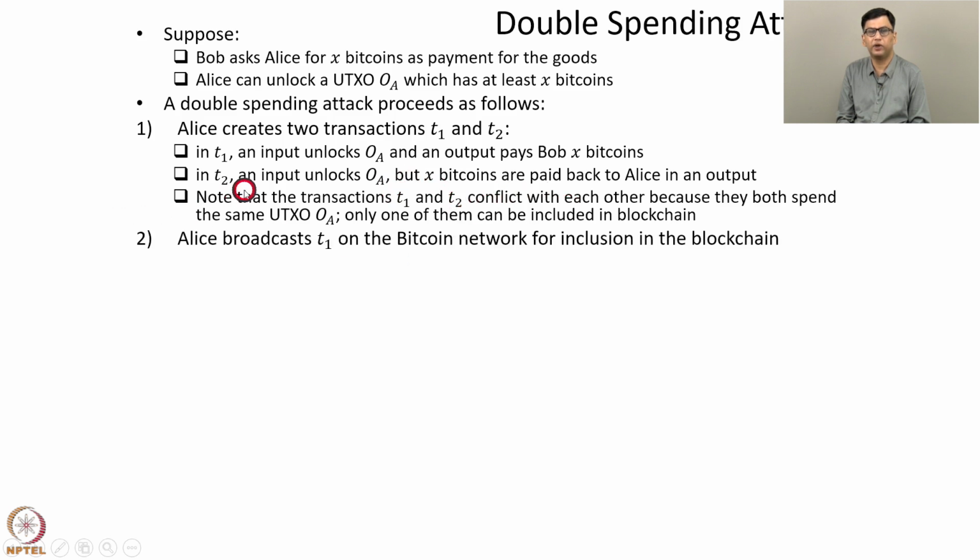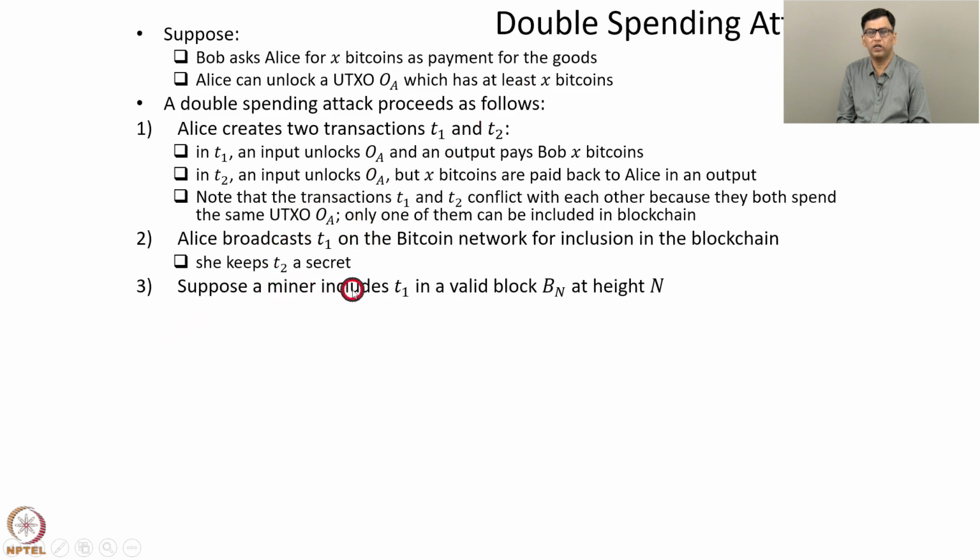Now in the next step, Alice broadcasts T1 on the Bitcoin network for inclusion in the blockchain. So T1 must be included in one of the blocks, and Bob must see that T1 has been included. And once it receives the required number of confirmations, Bob will transfer the goods to Alice. Alice keeps T2 a secret. So Bob does not know the existence of the transaction T2, which conflicts with transaction T1 in this double spending attack.